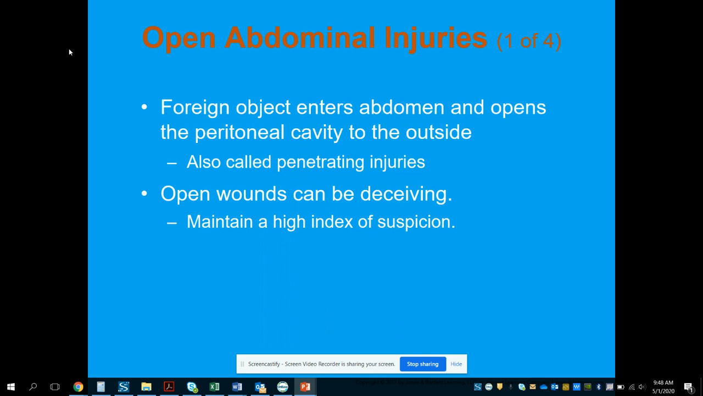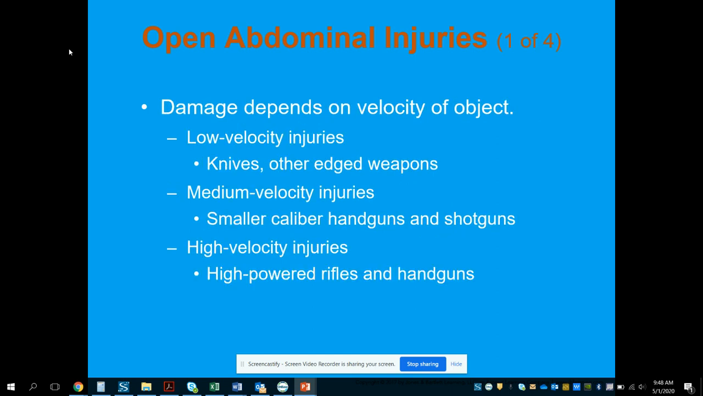Looking at open abdominal injuries, foreign objects enter into the abdomen and open that peritoneal cavity out to the outside. This could be a penetrating injury. So these open wounds can be very deceiving, so we want to maintain a high index of suspicion for things that could potentially be going on.